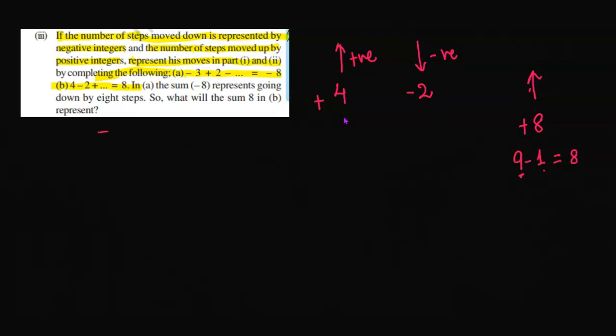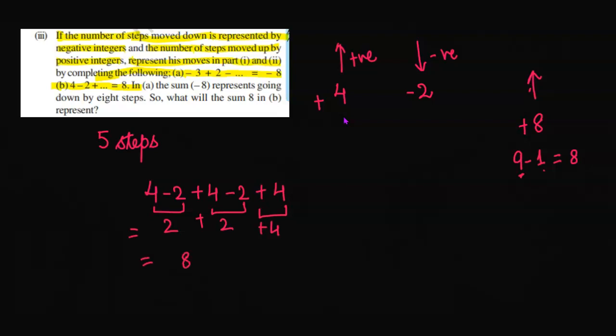So now we studied that in the second part he moved for 5 steps. Now let's see how we are going to add. Step number 1, step number 2. So plus 4, third step minus 2 is the fourth step, then plus 4. So now let's see what we get after adding all these. We can clearly see that we get 8 as the answer. So this is the expression for part B.